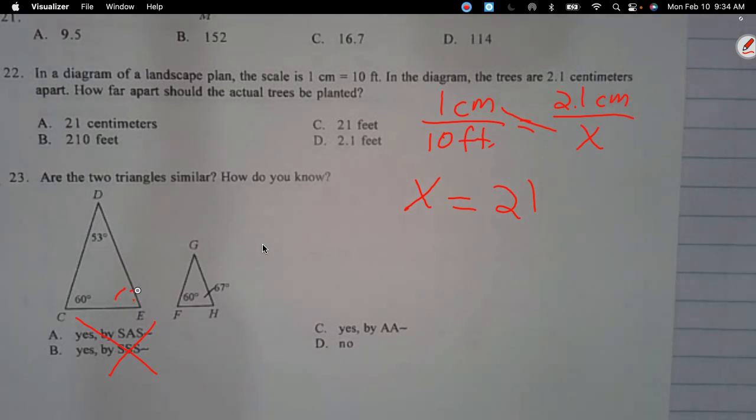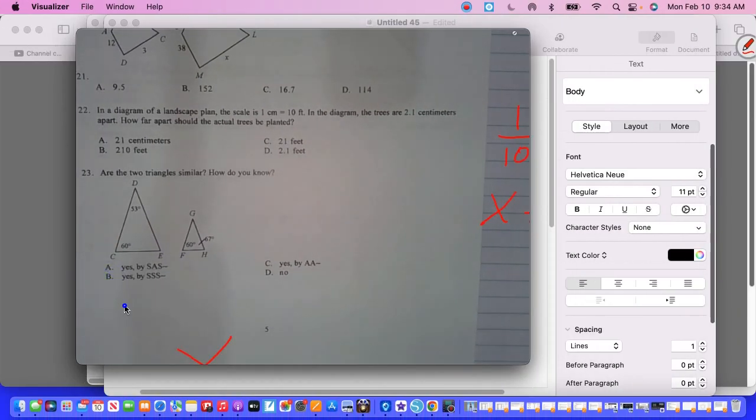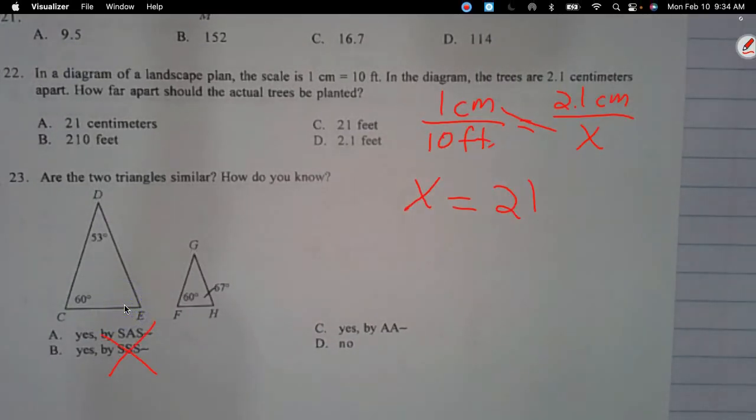Now, if this gave me, let's just pretend that it gave me 57, would those be similar? No. Those angles are not going to add up to be 180. I can't get that. Okay, so this one was 67, so yes, by angle.